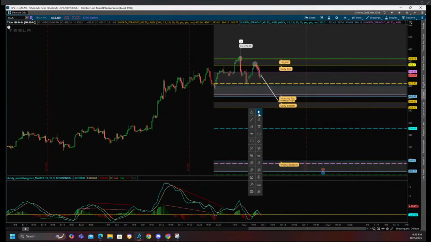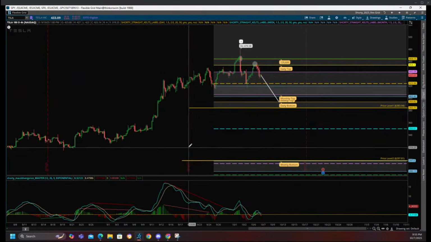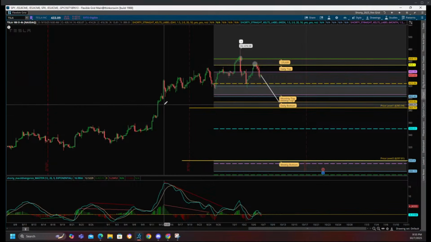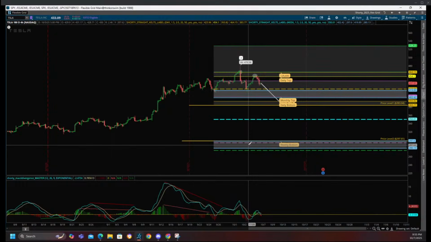If they're to lose this 383, guys, I promised you that the speed that this is going to drop to about 297 is going to be pretty fast. And this would be potentially a good spot right here. This zone would be a good spot for longs on Tesla.